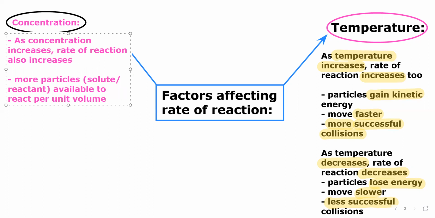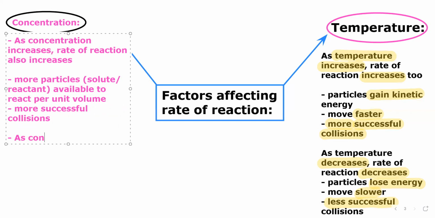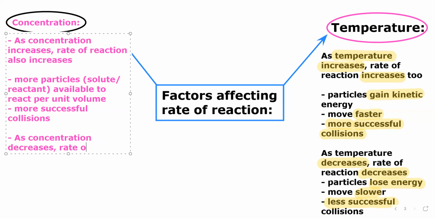So when more particles are available to react, what does it mean? More successful collisions. Fewer successful collisions will be for lower concentration. So more successful collisions and rate of reaction increases. Similarly, as concentration decreases, everything will be the opposite. As concentration decreases, rate of reaction decreases.